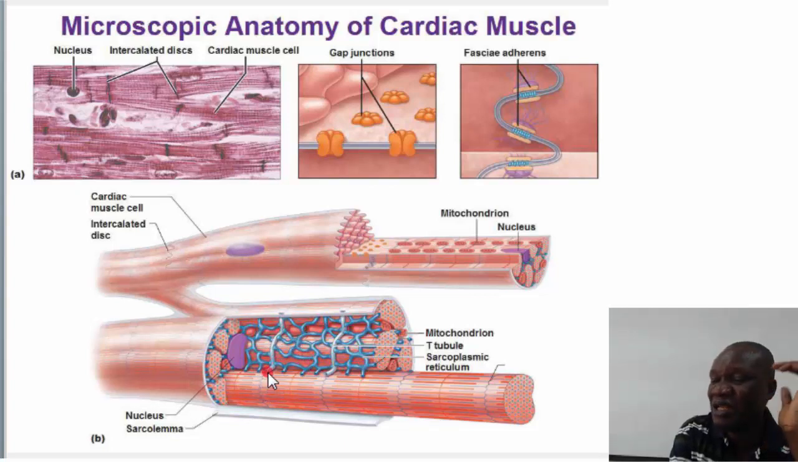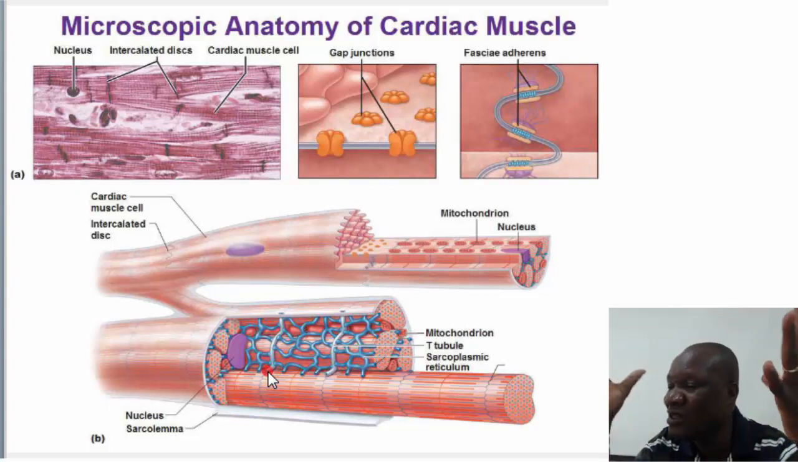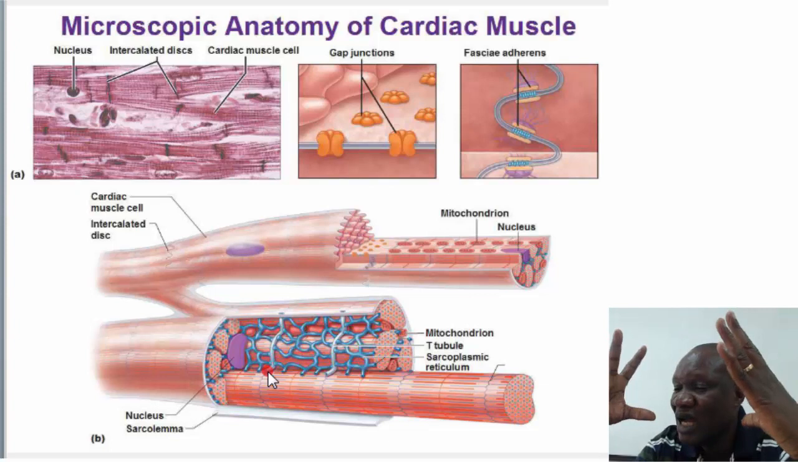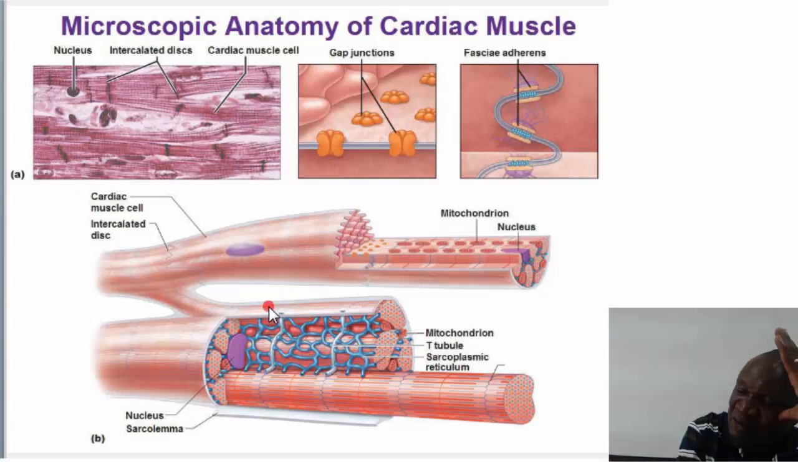And I mentioned that the triad is made up of the terminal systems, the swollen ends of the sarcoplasmic reticulum, sandwiching a T-tubule. The T-tubule is the invagination of the plasmalemma, that is the sarcolemma, and which gets into the cell and conducts action potential into the cell.